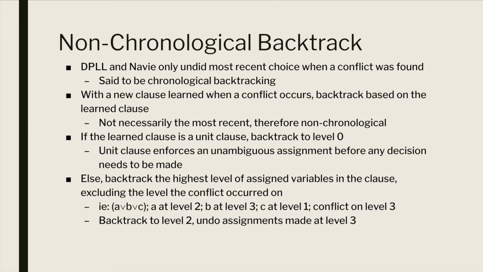Specifically, if the learn clause is a unit clause, we backtrack to level 0. This is because a unit clause enforces an unambiguous assignment before any decision needs to be made. Else, we backtrack to the highest level of assigned variables in the clause, excluding the current level that the conflict occurred on. For example, if the clause A or B or C is learned, with A being guessed at level 2, B at level 3, C at level 1, and our conflict occurred at level 3, we would backtrack to our highest non-3 level, which would be 2, and undo all the assignments that were made at level 3.